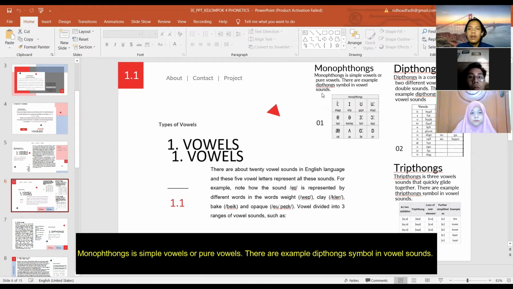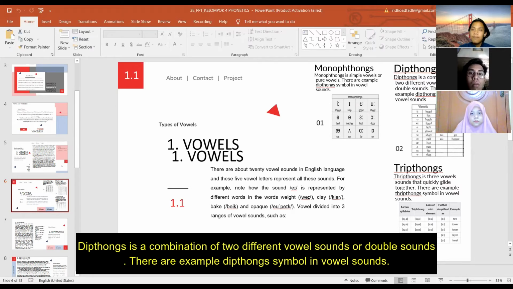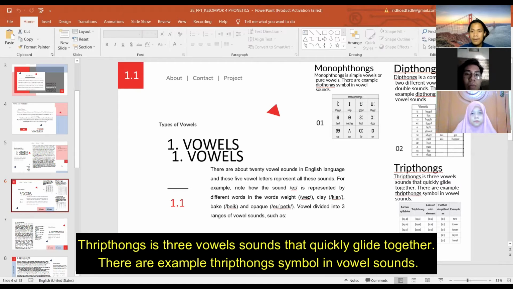Monophthong is the simple vowel or pure vowel. Number 2, diphthongs. Diphthongs are a combination of 2 different vowel sounds or double sounds. And number 3 is triphthongs. Triphthongs are 3 vowel sounds that quickly glide together.